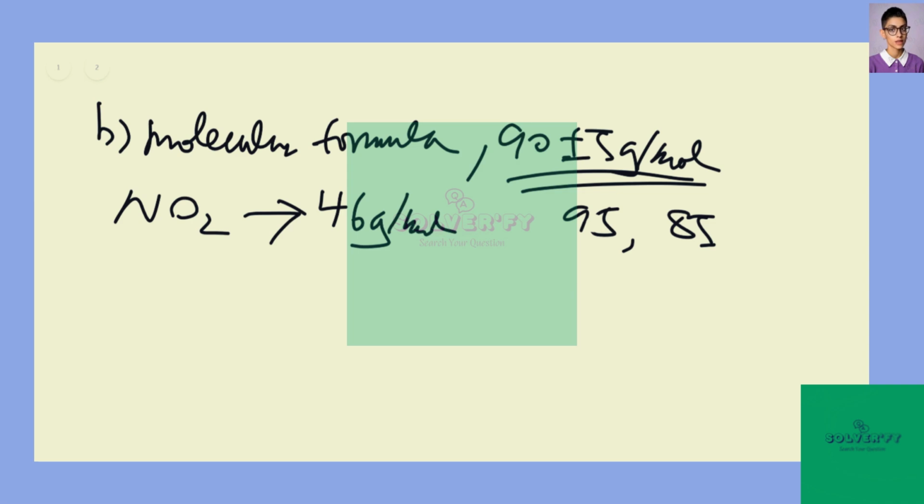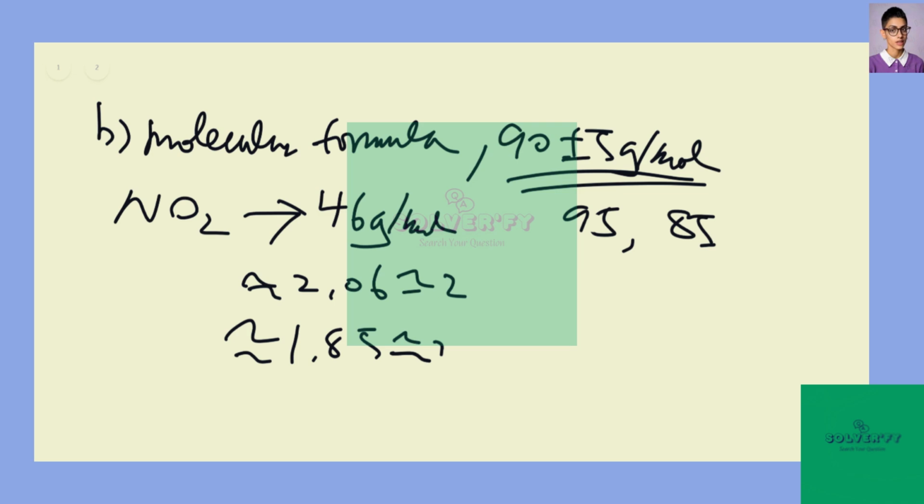Assume we have 95. We are going to have 95 divided by 46. We will find that the multiple is roughly around 2.06, so roughly around 2. If we take 85 divided by 46, we will have the multiple roughly around 1.85, also roughly around 2. If we take the center number, 90 divided by 46, we have roughly 1.96, also roughly 2.